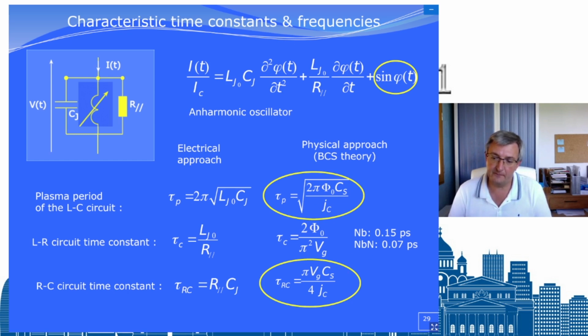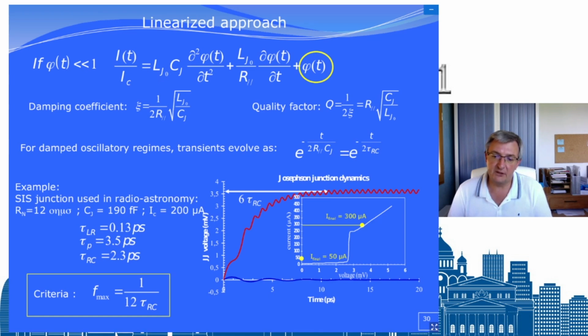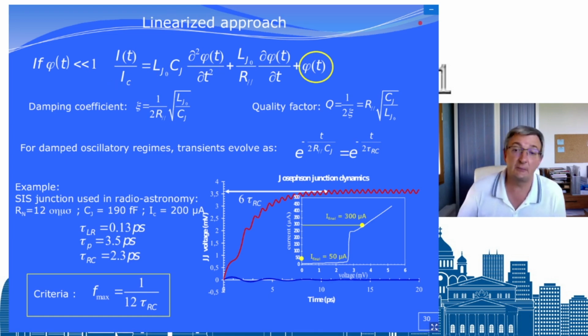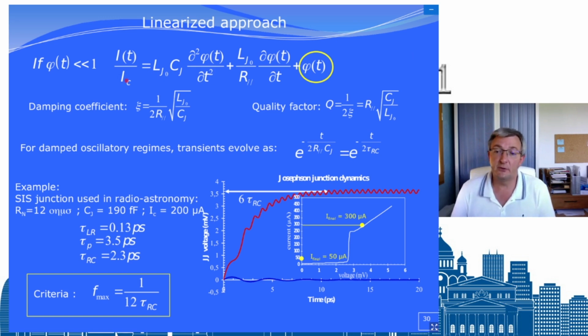This ratio is important. So the first thing to do is to linearize the equation to at least try to understand what happens if you have a simple system. So you have a classical RLC circuit, you can calculate the damping coefficient, you can calculate the quality factor, and you know that for a damped oscillatory regime, transients evolve as exponential of minus t over 2 tau RC. That's just basic physics of RLC circuits.